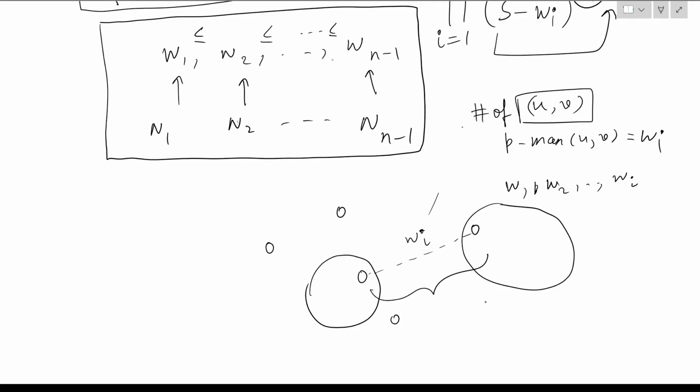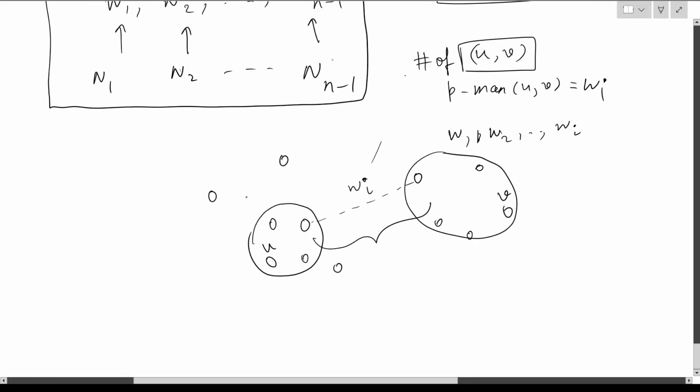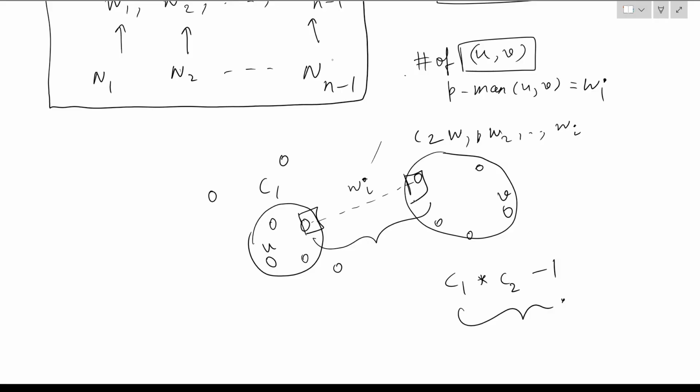And so what that tells us is that we're just looking at some u over here and some v over here, and we just need to count the number of pairs of u comma v that we can select across these guys, except for this one singular edge. So all we're really doing is, if this component has size C1 and C2, then the answer for our problem is simply C1 times C2 minus 1. Minus 1 because we cannot consider this edge again because it's forced to exist anyway.